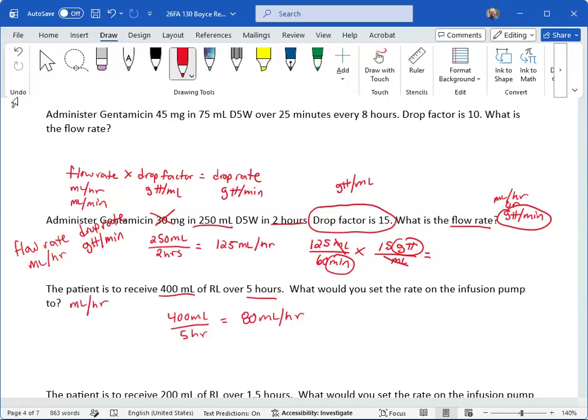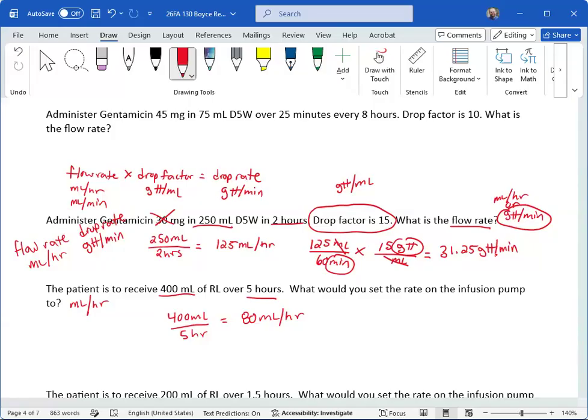So I'm going to take 125 times 15 divided by 60. And here's a good example. I'm going to get 31.25 drops per minute. So here's the thing. I can't give somebody a partial drop. They either get a drop or they don't get a drop. So there is no partial drop.